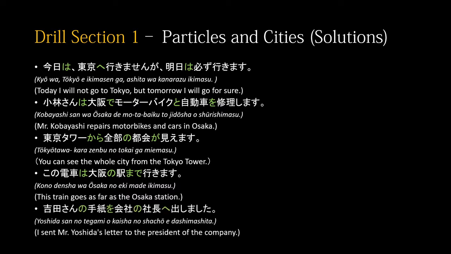And finally, our fifth sentence, Yoshida-san no tegami o kaisha no shacho e dashimashita, is a show of the possession usage and the ownership usage of the particle no, while o marks the direct object and e the recipient of the letter, or in pure grammar terms, the goal of our action, or the recipient of our sending. So in summary, these sentences have shown us the most frequent and the most important usages of all the particles listed here.